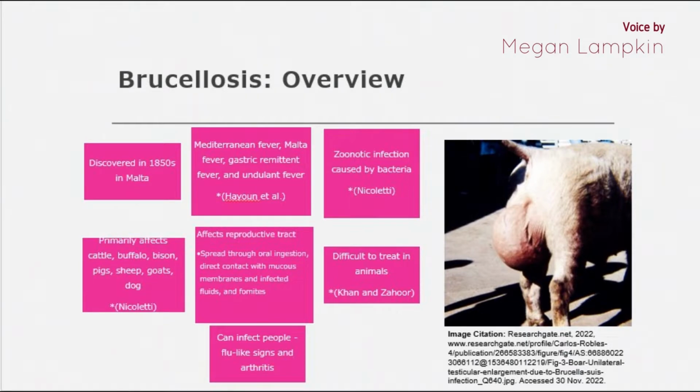In infected humans, flu-like symptoms often occur, such as fever, myalgia, and headaches. In long-term infection cases, arthritis is commonly seen. In animals, the bacteria targets the reproductive organ of the host animal, leading to abortions and sterility.